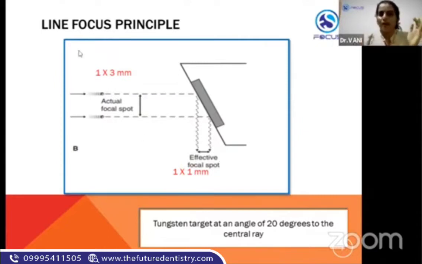So you have to follow the line focus principle by tilting the tungsten target at an angle of 20 degrees to the central ray. So effectively, the focal spot reduces to 1/1 mm. Even though the actual size is 1/3 mm, in effect, it reduces to 1/1 mm. Thus, we can achieve the first principle. Okay.